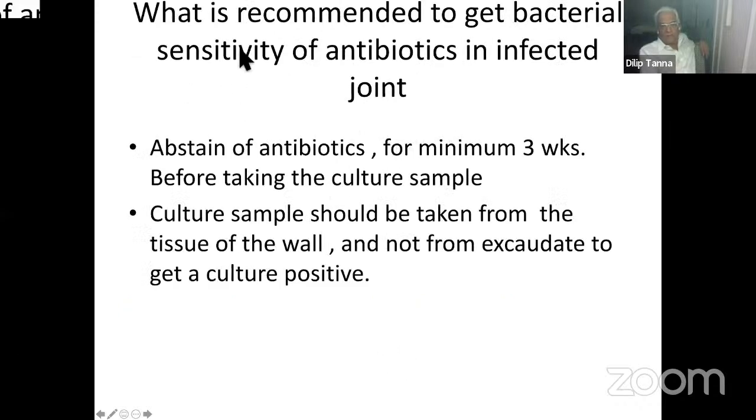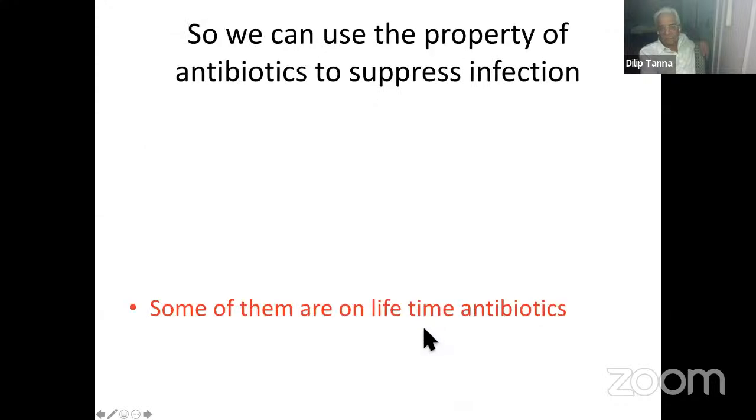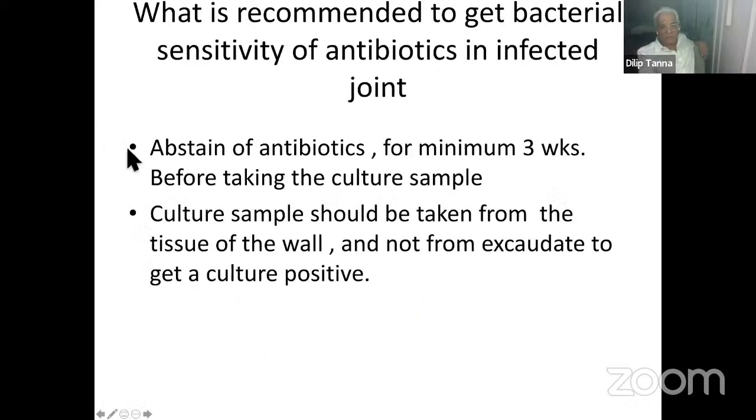Now, any idea how you get the sensitivity of the infected joint? Anybody want to know? I think this is a typical endoclinic experience. If the joint is infected or the fracture is infected and it comes to you, the majority of the time people have already bombarded them with antibiotics. In order to get the antibiotic culture, abstain from antibiotics for a minimum of 3 weeks before taking the culture sample.